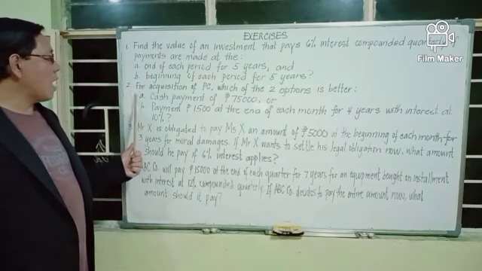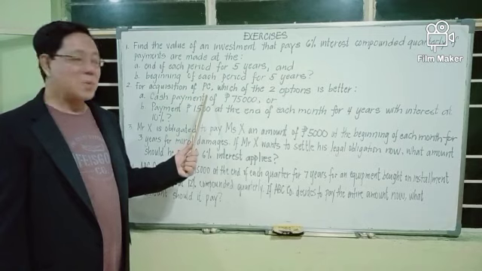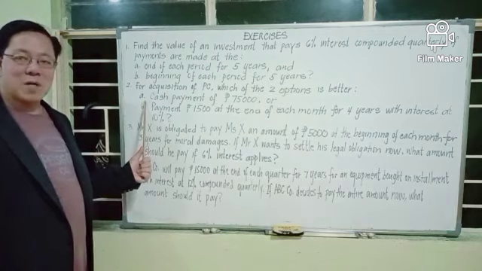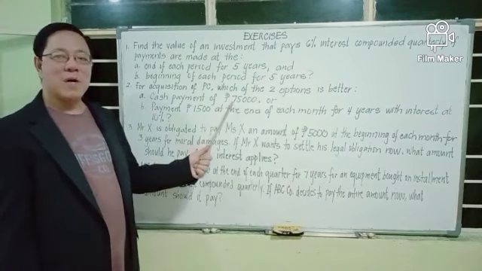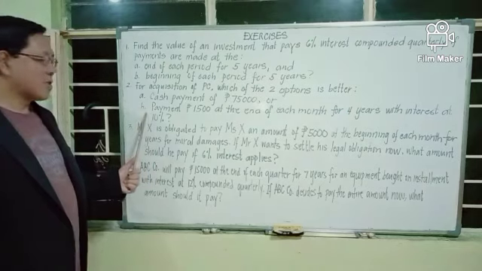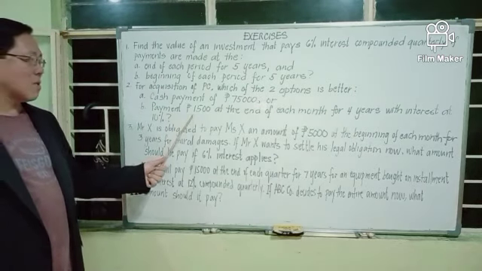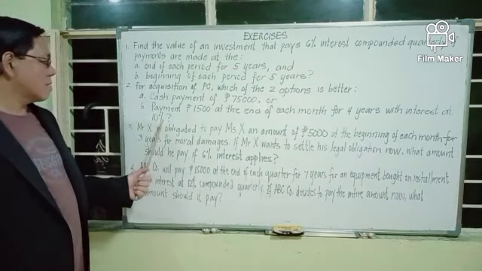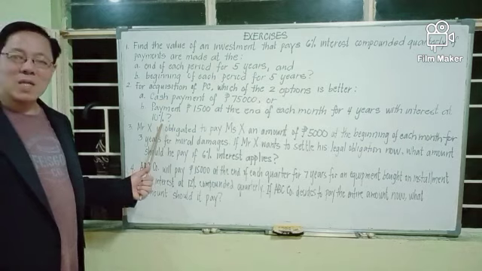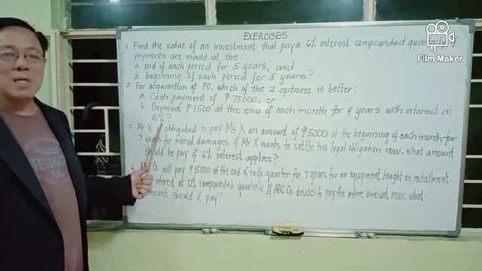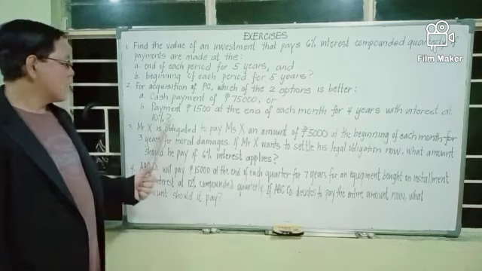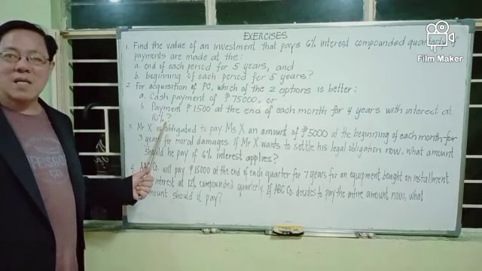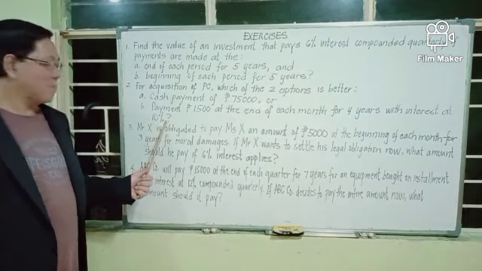Number 2, for acquisition of a PC, portable computer, which of the two options is better? The first option, letter A, cash payment of 75,000 pesos. Letter B, payment of 1,500 pesos at the end of each month for 4 years with interest at 10%. The annual interest rate of 10% is understood to be compounded monthly. Therefore, for letter B, you have to compute the interest rate per month by dividing 10% or 0.1 by 12.